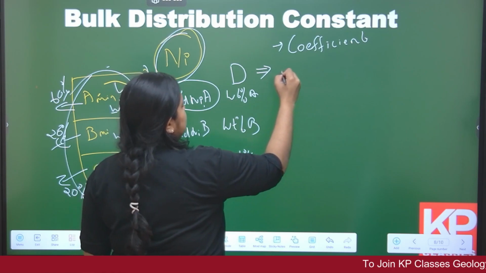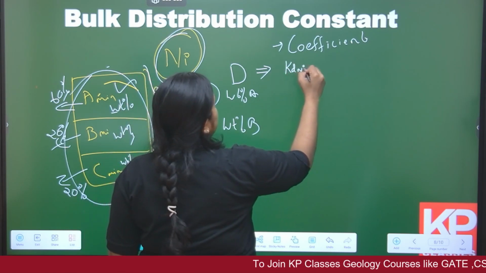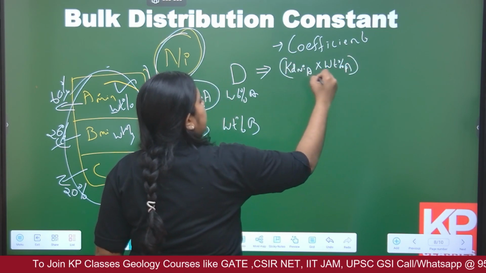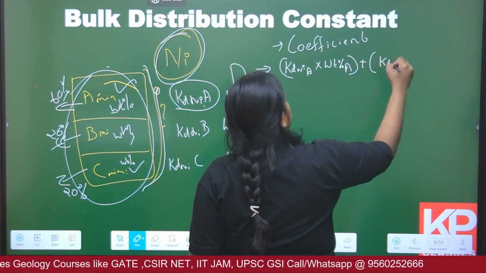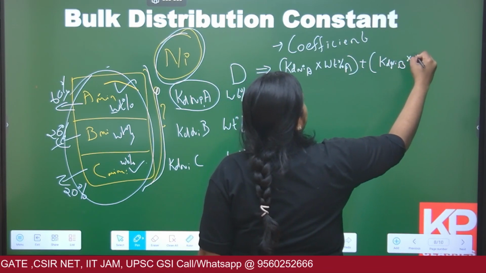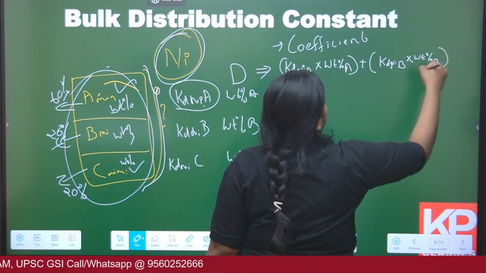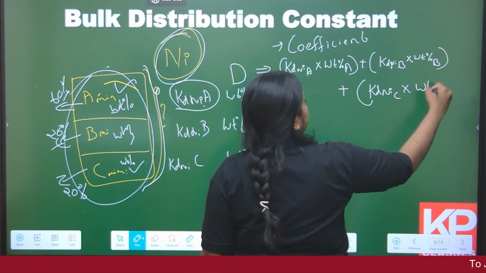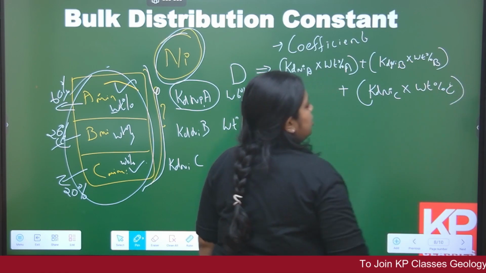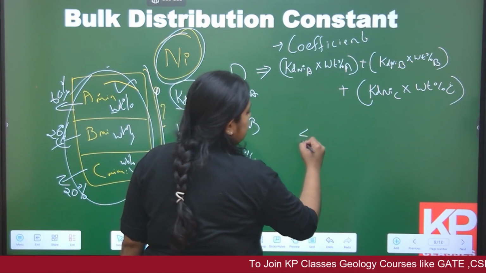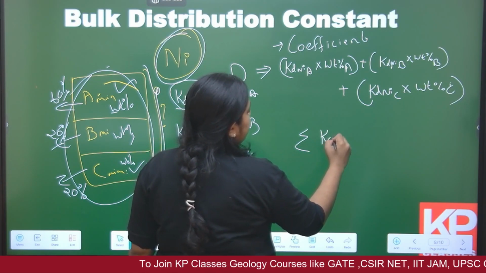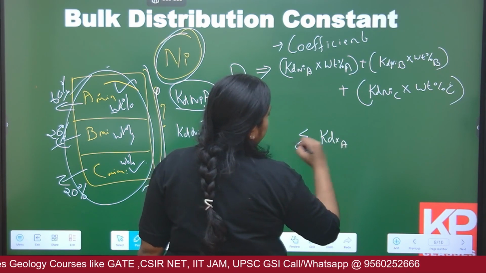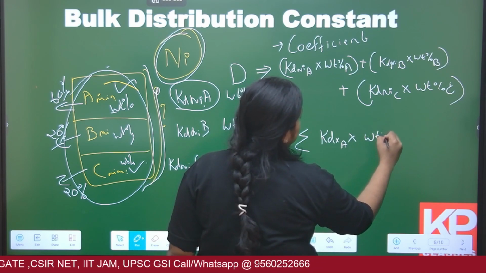Bulk distribution coefficient is the Kd value of nickel in A into weight percentage of A, plus Kd value of nickel in B into weight percentage of mineral B, plus Kd value of nickel in mineral C into weight percentage of mineral C. So simply, D means the summation of the Kd value of the element X in all the minerals A, whatever it is, into the weight percentage of that mineral.